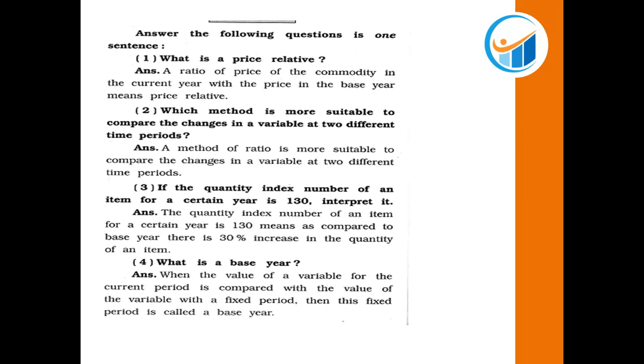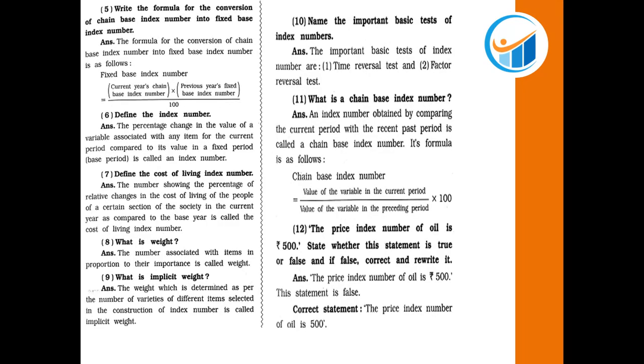So when the value of a variable for the current period is compared to the value of the variable with a fixed base period, then this fixed base period is called a base year. The 4th question is over. Now students, we move to question number 5. What is the simple question here? It is nothing but the formula. Write the formula for the conversion of chain base index number into fixed base. Means in the question they already give you the chain base index number.